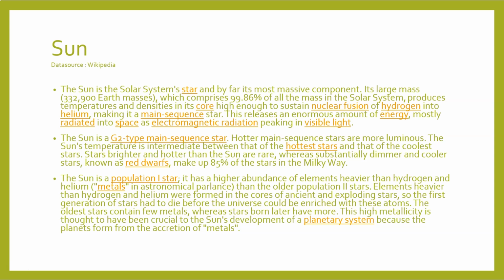produces temperatures and densities in its core high enough to sustain the nuclear fusion of hydrogen into helium, making it a main sequence star. This releases an enormous amount of energy, mostly radiated into space as electromagnetic radiation, peaking in visible light. The sun is a G2 type main sequence star.